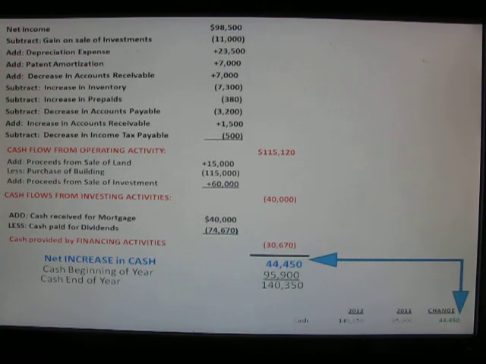To finish off your cash flow statement, you just write cash at the beginning of the year, which was your 2011 balance, and that equals cash at the end of the year. So you know you did the statement right. So that's cash flow in a nutshell.